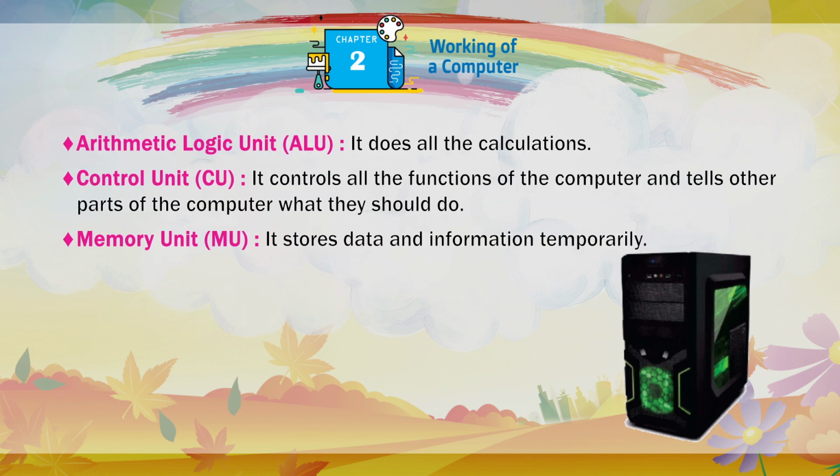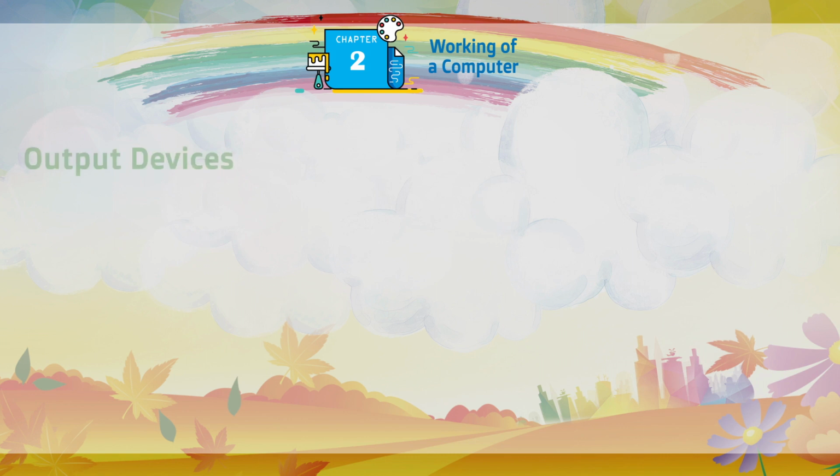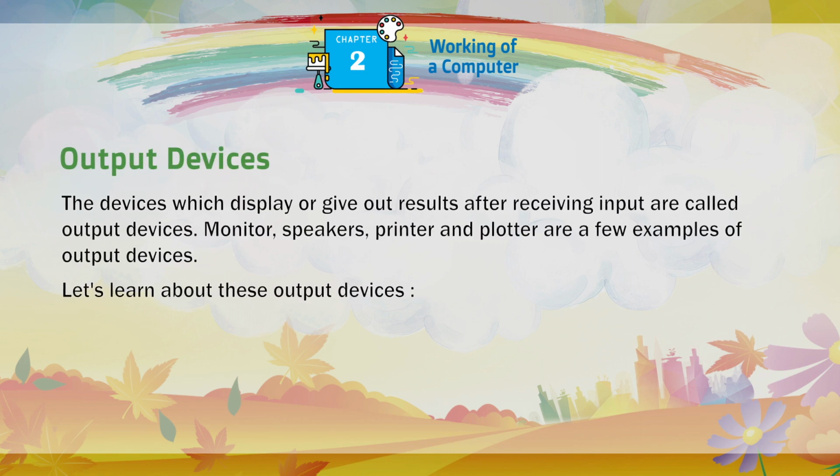Arithmetic Logic Unit, ALU. It does all the calculations. Control Unit, CU. It controls all the functions of the computer and tells other parts of the computer what they should do. Memory Unit. It stores data and information temporarily. Output devices. The devices which display or give out results after receiving input are called output devices. Monitor, speakers, printer, and plotter are a few examples of output devices. Let's learn about these output devices.